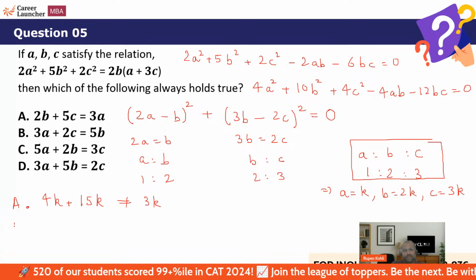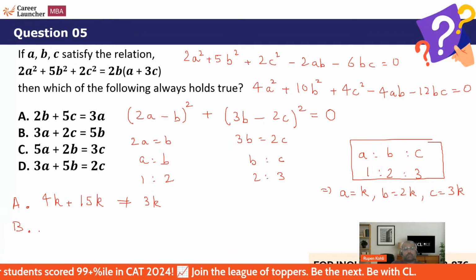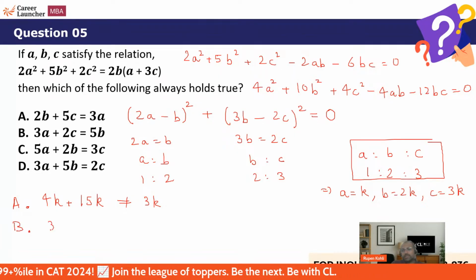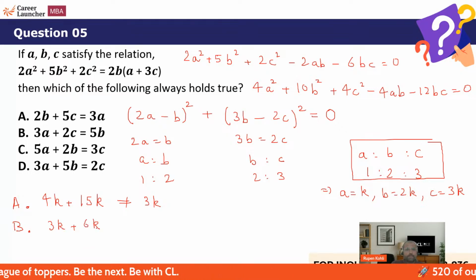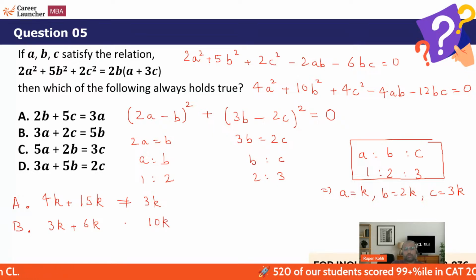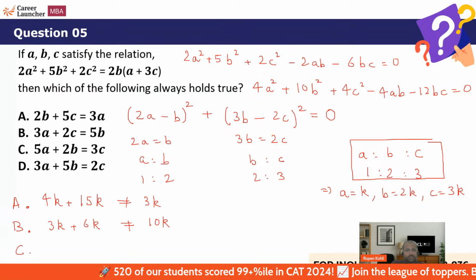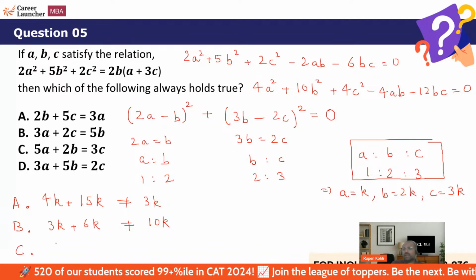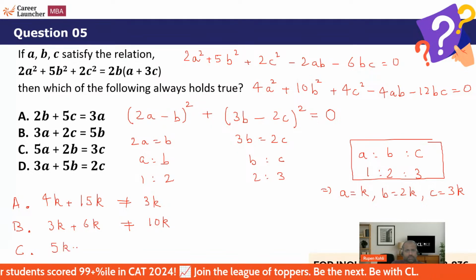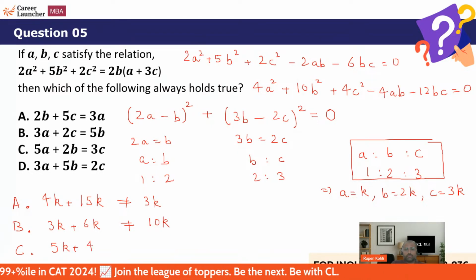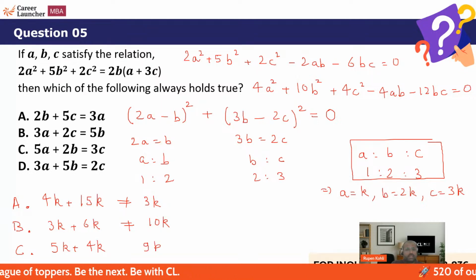In this way, I think we have to keep on going with the options. Option B: 3A, which is 3K, plus 2C, which is 2 into 3, 6K. Is it equal to 5B, which is 5 into 2, 10K? No. 9K is not equal to 10K. Okay, so it will be either C or D. Let's see, 5A, 5K, plus 2B, 2 into 2K, 4K. Is it equal to 3C, which is 3 into 3, 9K? Yes. Finally, we have our answer, option C.